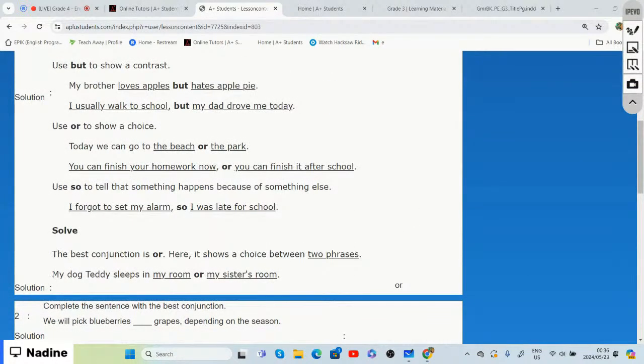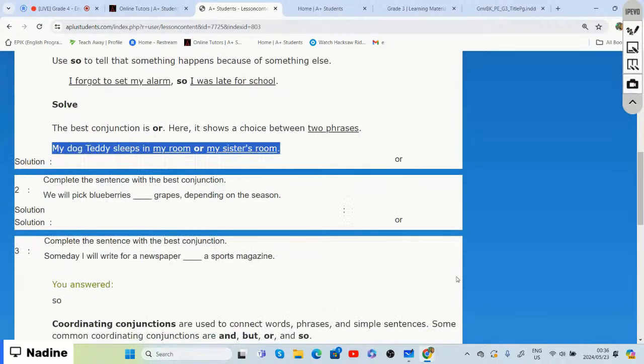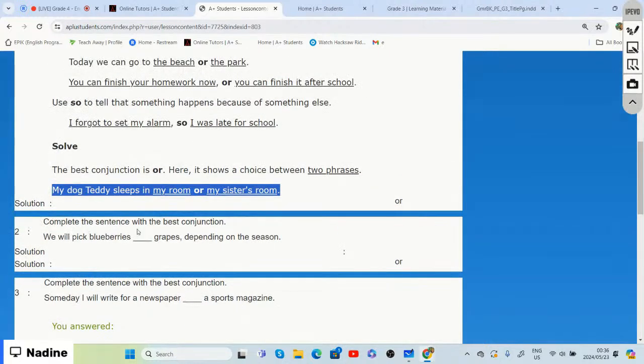There we have it. My dog sleeps in my room or my sister's room, right? Because it shows that the dog has a choice between those two phrases. We will pick blueberries, grapes, depending on the season.